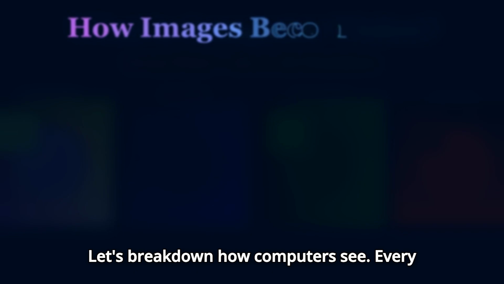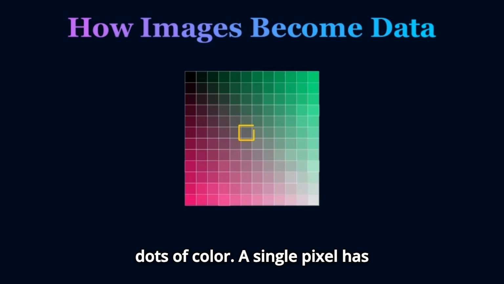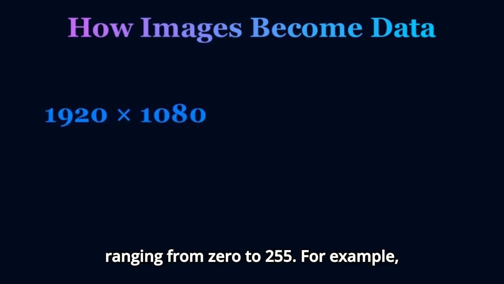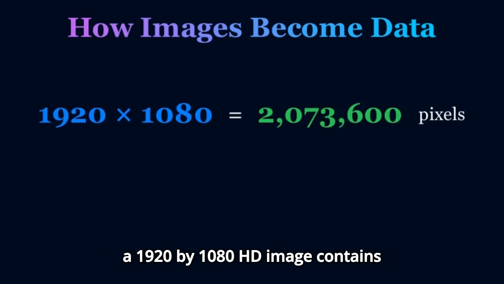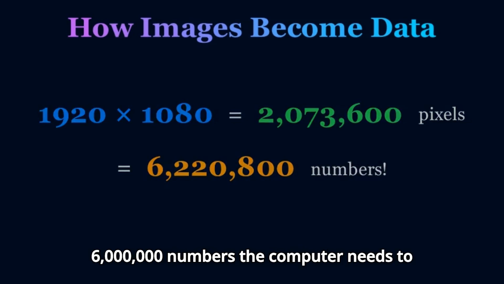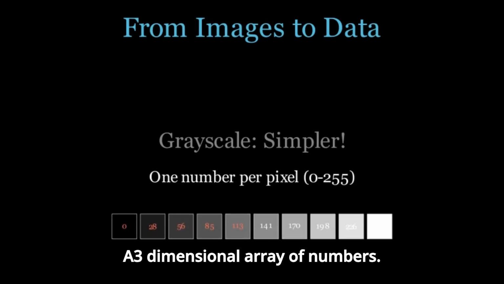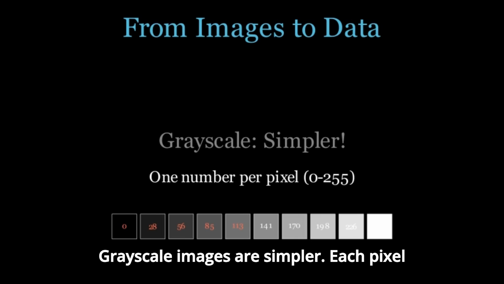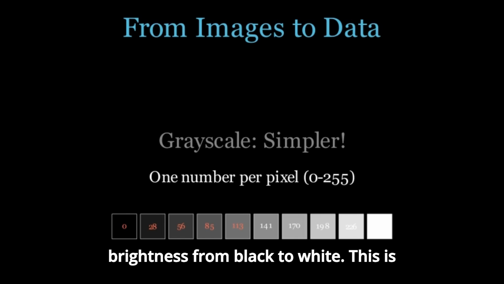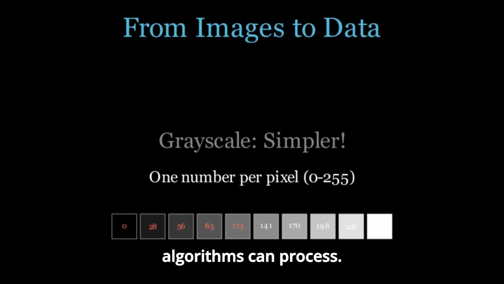Let's break down how computers see. Every digital image is made up of pixels, tiny dots of color. A single pixel has three values: red, green, and blue, ranging from 0 to 255. For example, a 1920 by 1080 HD image contains over 2 million pixels. That's over 6 million numbers the computer needs to process. A color image is essentially a three-dimensional array of numbers. Grayscale images are simpler. Each pixel is just one number representing brightness from black to white. This is where computer vision starts, converting visual data into mathematical data that algorithms can process.